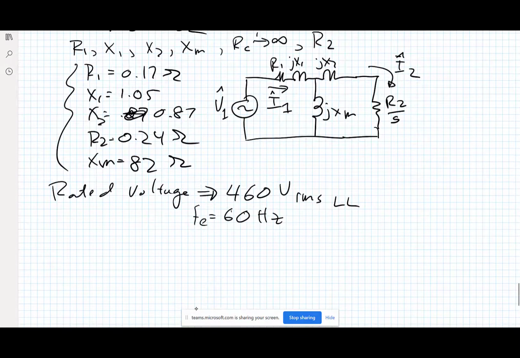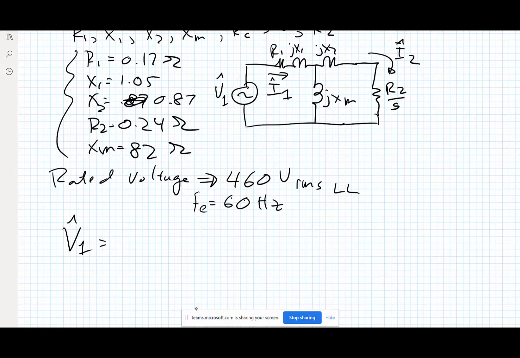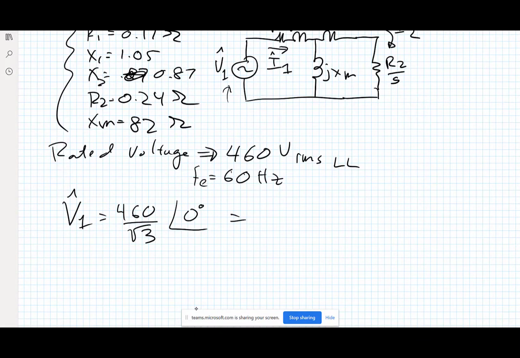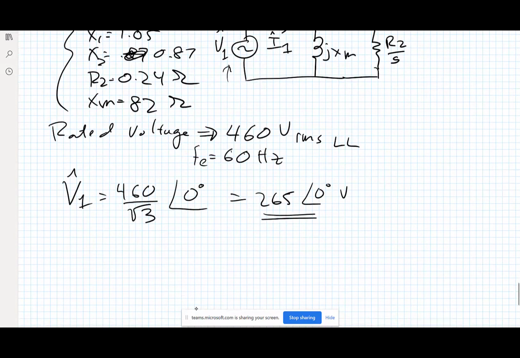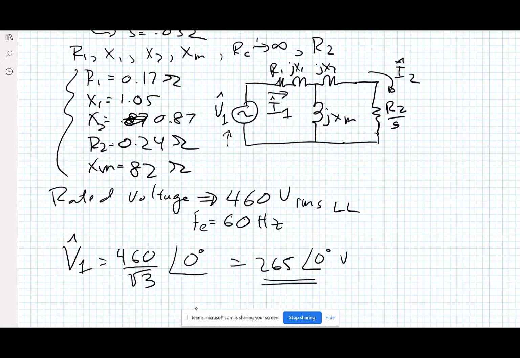So if I want to go about solving this problem, I have to find V1. So what is V1? Well, this is kind of my reference point. It's a line to neutral circuit. Remember, you have to convert to line to neutral: divide by square root of 3. I'm at a 0 angle, and so that is 265 at 0 degrees volts. That's V1.